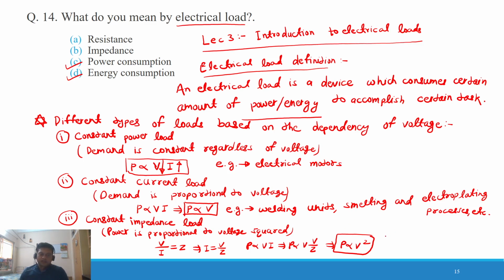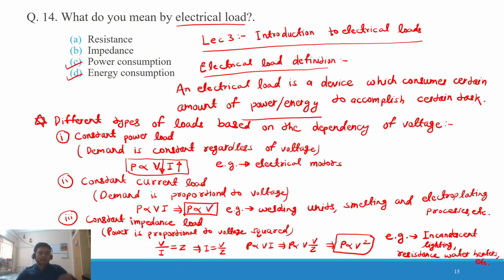And if we see the examples for this constant impedance load, then incandescent lighting, resistive water heaters, etc. So these are the commonly seen different types of loads based on dependency on voltage.